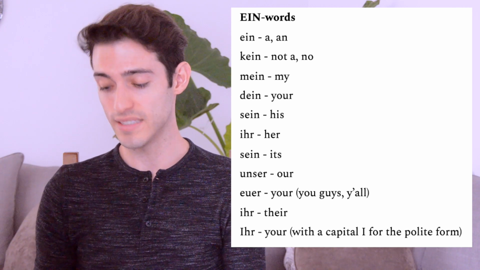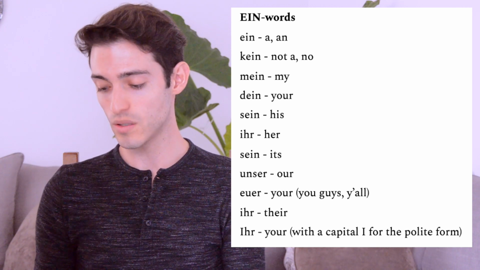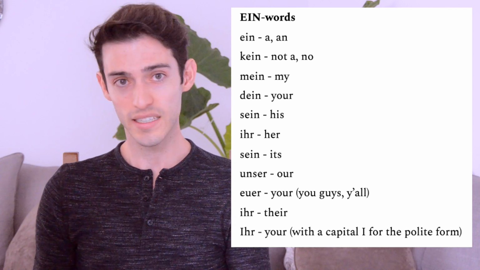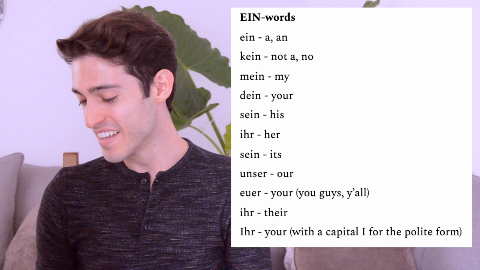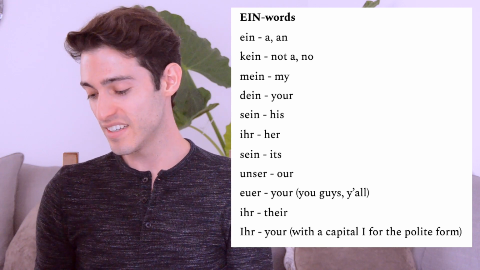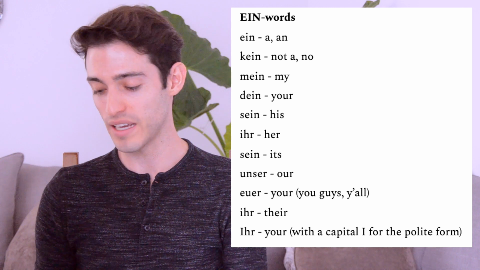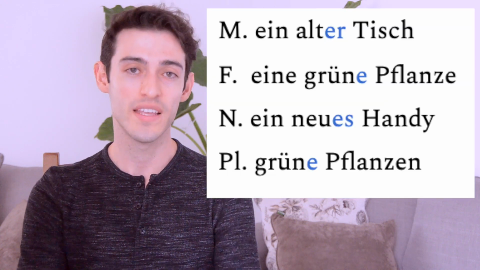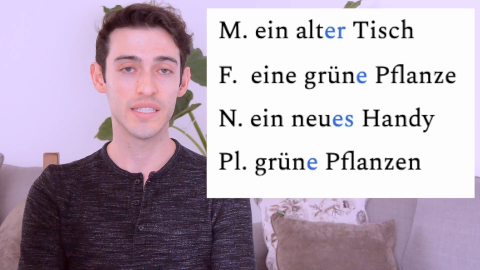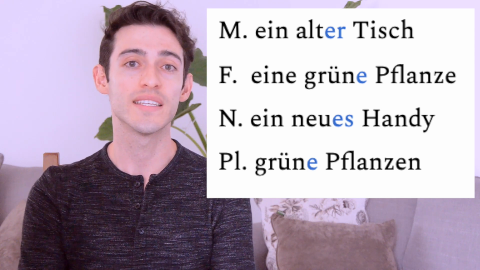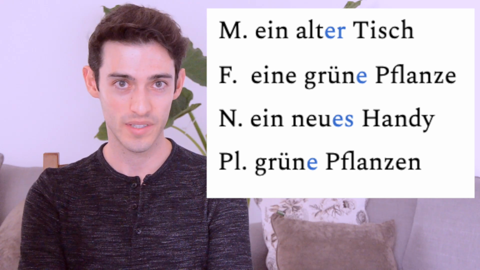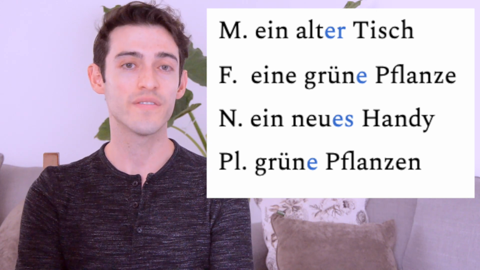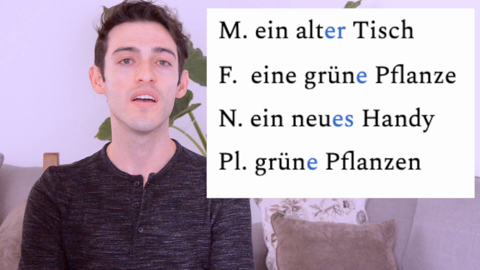Ein, kein, mein, dein, sein, ihr, sein, unser, euer, ihr, and I'm reading this and I can't read it, and I still get it wrong. Ihr und Ihr if it's polite, right, with a capital. So now let's see what happens to an adjective that goes before the noun in the ein form, so the three-word combo, right? Ein alter Tisch, eine grüne Pflanze, ein neues Handy, grüne Pflanzen, right? So ER for masculine, E for feminine, ES for neuter, and E for plural.